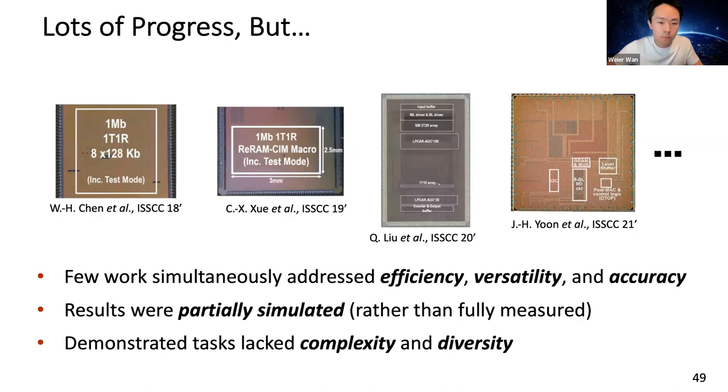Meanwhile, the AI benchmarks reported from these previous RRAM-based PIM works were often partially simulated rather than fully measured from the hardware. And usually there can be quite a large discrepancy between the simulation and measurement results. This is because the analog computation can be affected by many different types of circuit, and now with RRAM, device non-idealities. In software simulation, although there are many attempts to model these non-idealities, it's still very difficult to model all of them accurately.